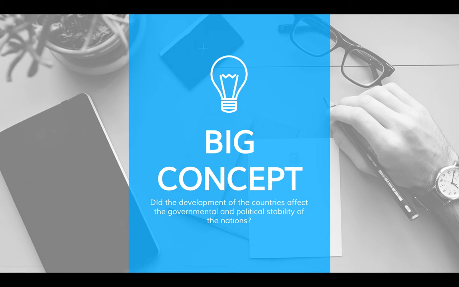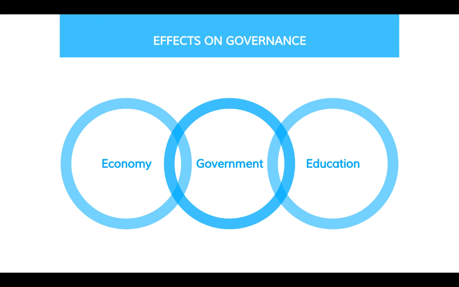So, lastly, did the development of the countries affect the governmental and political stability of the nations? The development of both South Africa and the UK has definitely had an impact on their government and politics, because the way that a country is structured, such as its economy, education system, and healthcare system, and so on, all require a governing body that is well adapted to their build.